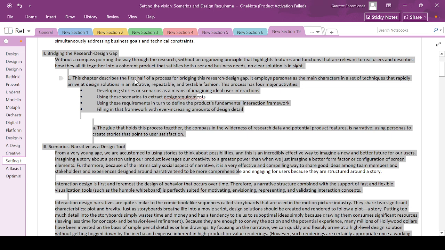So this is actually how we bridge that from user research to the actual design of the product in an iterative process. This chapter describes the first half of a process for bridging this research design gap. It employs persona as the main characters in a set of techniques that rapidly arrive at design solutions in an iterative, repeatable, and testable fashion.